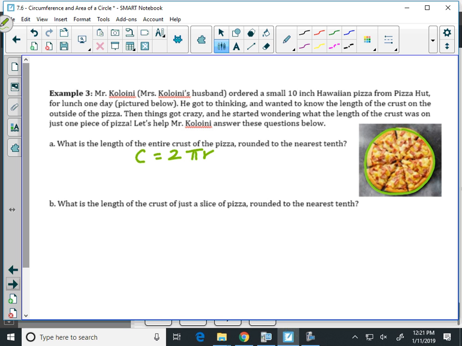Okay. Well, we have to figure out the radius. Whenever you order a pizza and it's a 10-inch pizza, that's the diameter, all the way across. So if the diameter is 10 inches, what's the radius going to be? 5. So our radius is 5. So we're going to plug 5 in for our radius.